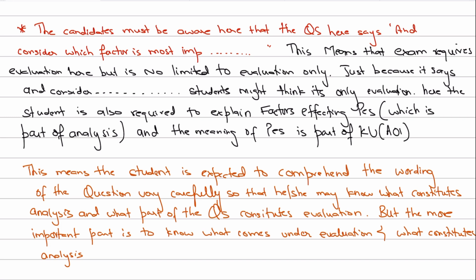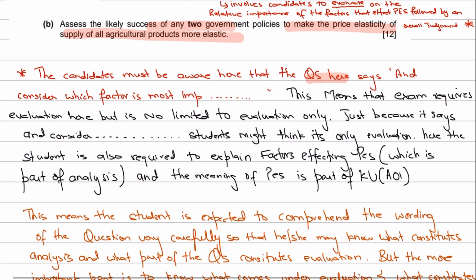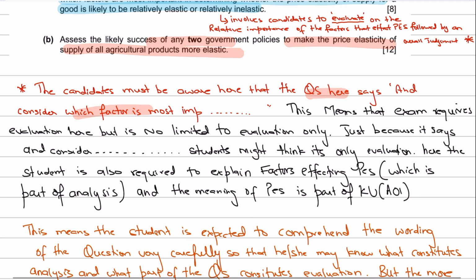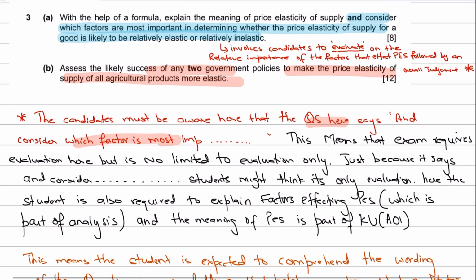So the candidates must be aware that the question here is saying, for example, which factor is most important, right? As in, I'm talking about question 3 here, which factor is most important in determining the PS, which means that the exam requires evaluation here, but is not limited to evaluation only. As in, they're asking you to evaluate here, but it is not only there.